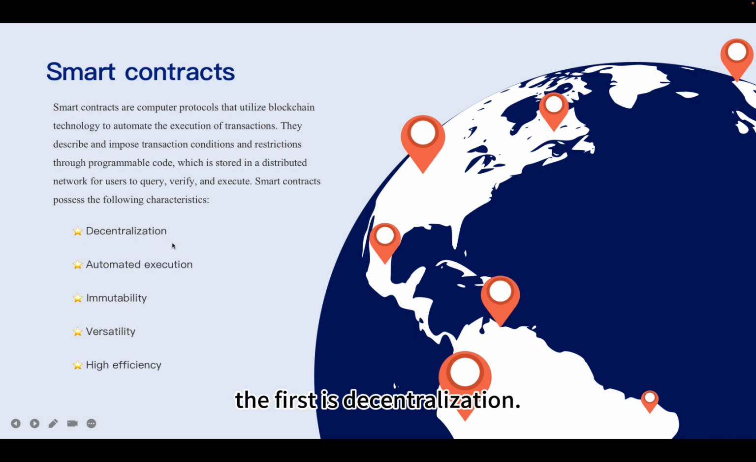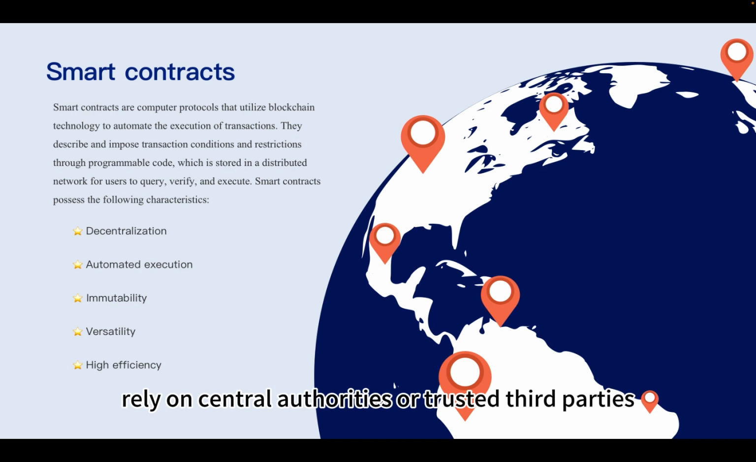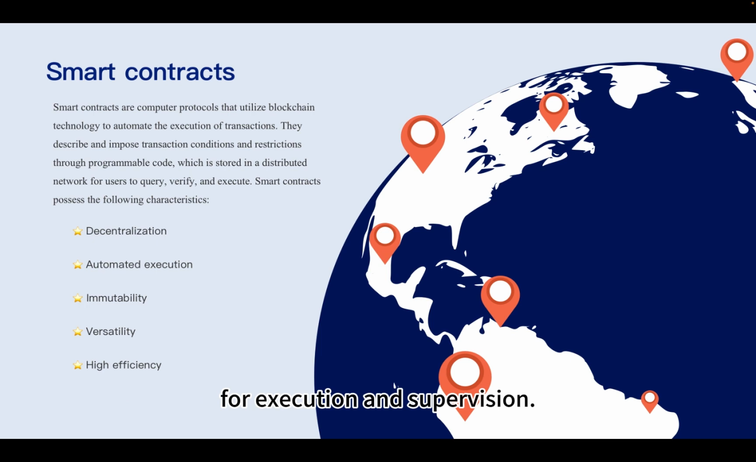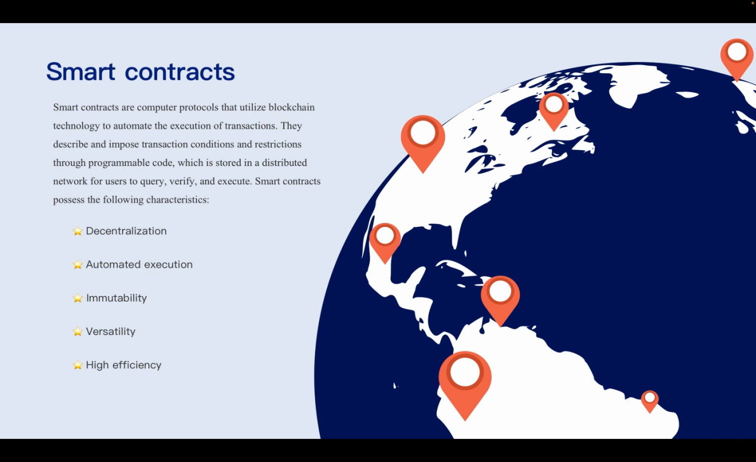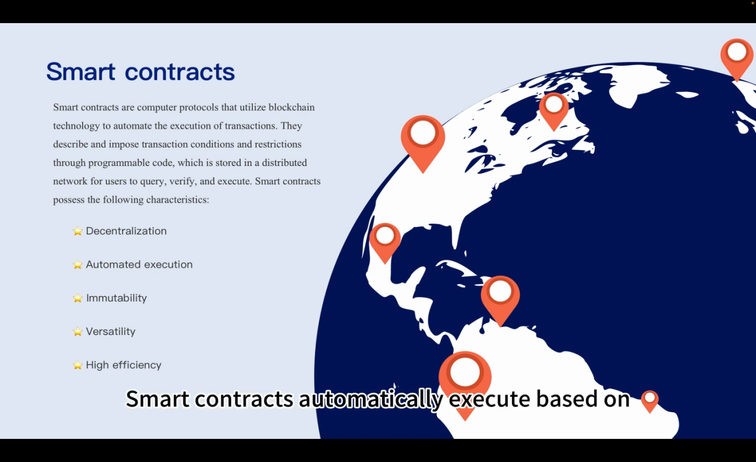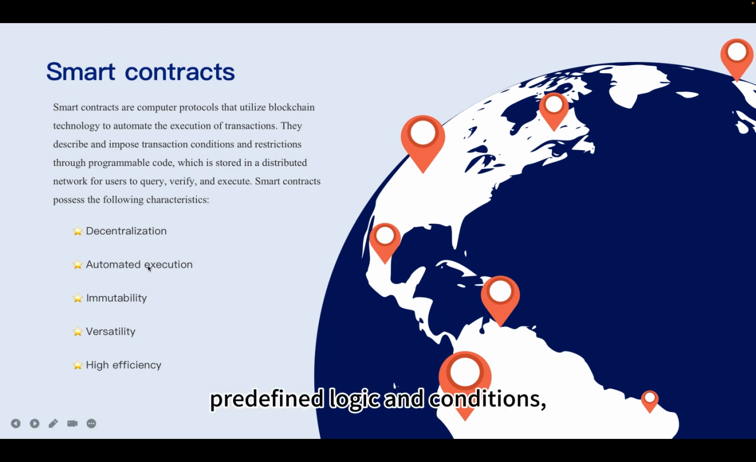The first is decentralization. Smart contracts do not rely on central authorities or trusted third parties for execution and supervision. Indeed, they are executed through a distributed network of nodes. The second is automated execution. Smart contracts automatically execute based on predefined logic and conditions, ensuring fairness and accuracy.